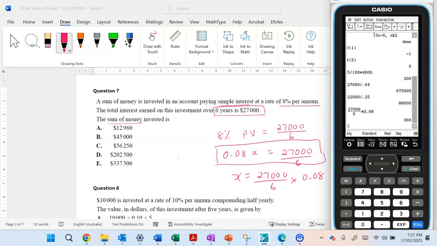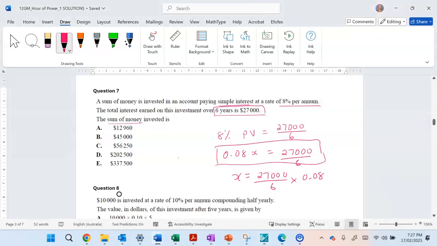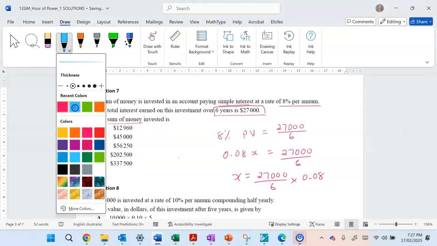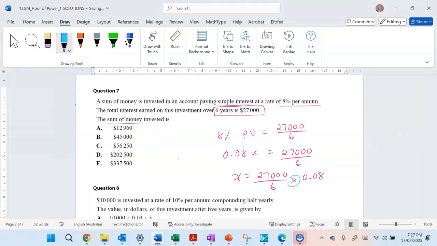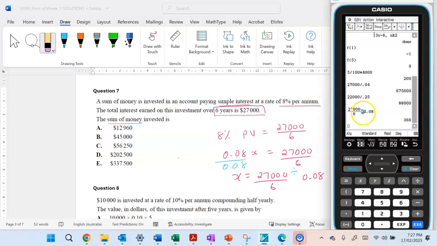So I was like, oh, where did I go wrong? And I wouldn't have got this wrong if I did solve. So this is what I did wrong, guys. I multiplied by 0.08. So to get rid of that, remember we divide. So I should have put divide there. Silly me. All right, so let's go back onto the calc. Go to divide, and then we should get the answer.